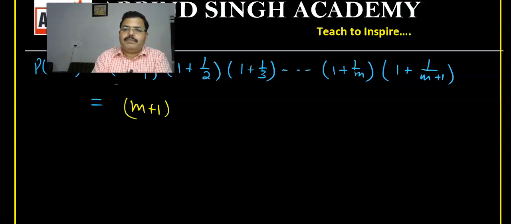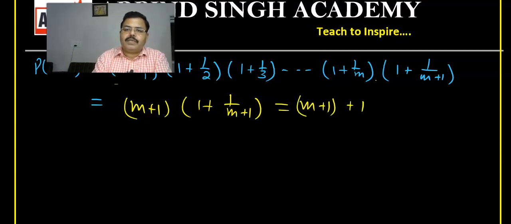This will be m plus 1 into 1 plus 1 by m plus 1. So if I multiply m plus 1 into m plus 1, and if I multiply with this, that will be cancelled. So what is that? m plus 1 plus 1. So clearly, where there is an m, there is an m plus 1.